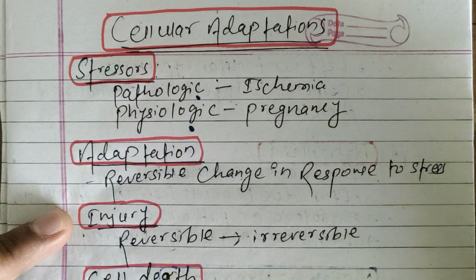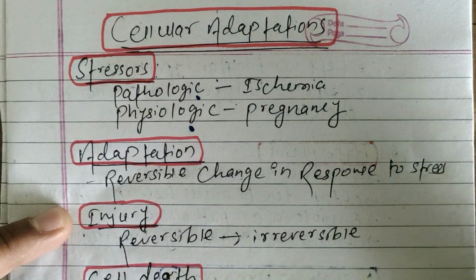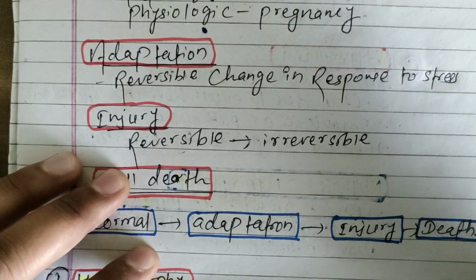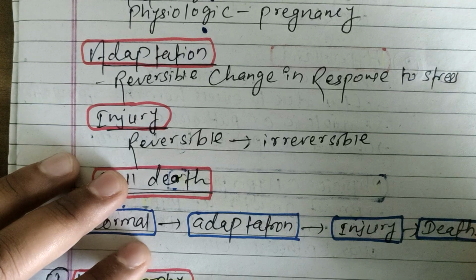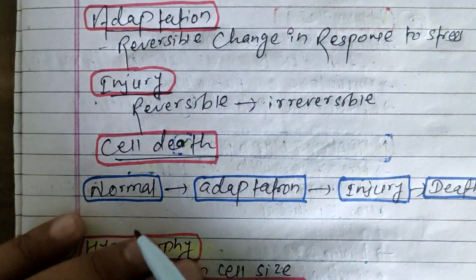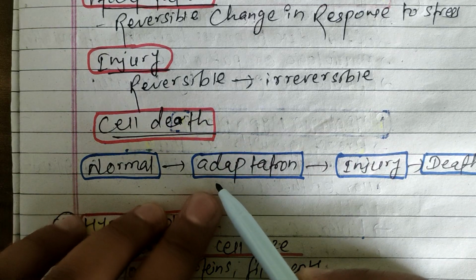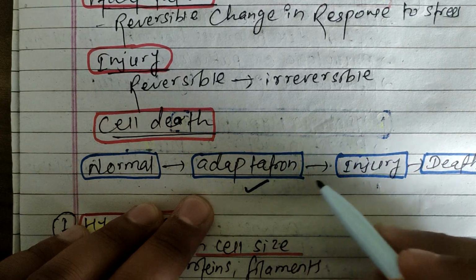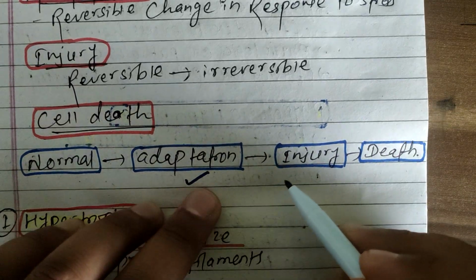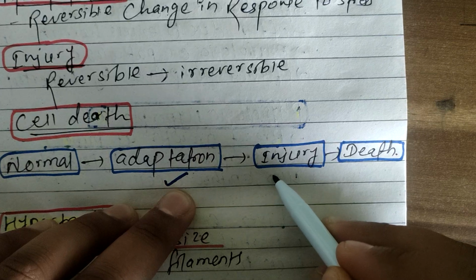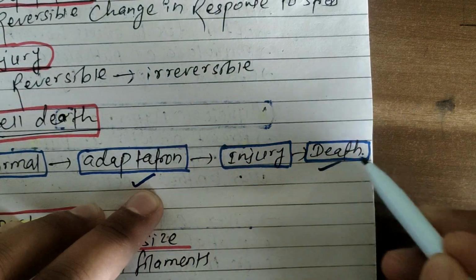In response to any stress, if there is any reversible change in the cell, this is known as adaptation. Now it is said to be injury when it is irreversible. If there are irreversible changes, then it is called injury, and after the injury cell death occurs. So first the cell is normal, then when any stressor comes it undergoes adaptation, and if there are irreversible changes, the adaptation changes to injury, and after the injury there is death of the cell.